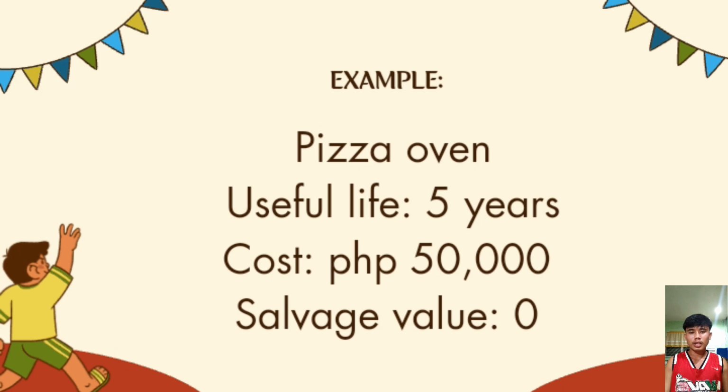So, for example, you want to buy a pizza oven and we need to depreciate the piece of equipment. The useful life is 5 years, and the next thing we need to know is the cost of the pizza oven, which is 50,000 pesos. We also need to know the salvage value, or what it will be worth at the end of the useful life, the end of this 5 year period. So let's just say there is zero salvage value.